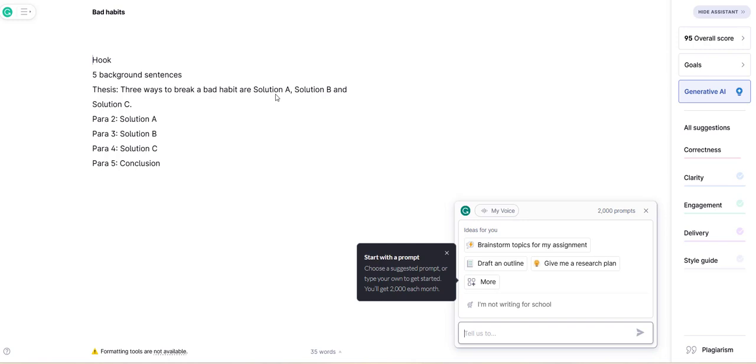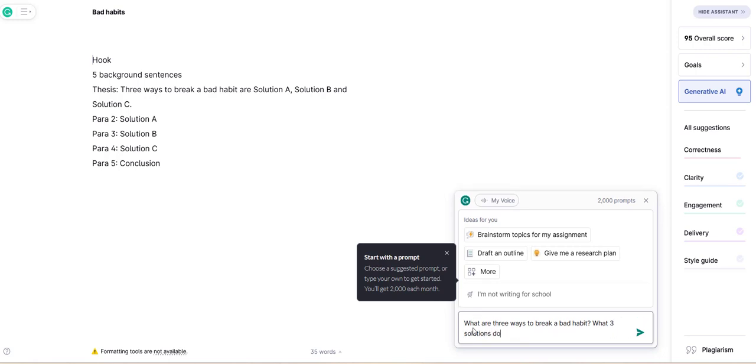So what are these three solutions? You're going to ask ChatGPT the research question, because whenever we write a paper, we always start with a research question. The answer to that research question becomes our thesis statement. In this case, the research question is, what are 3 ways to break a bad habit? What 3 solutions can you give me to help people break a bad habit?